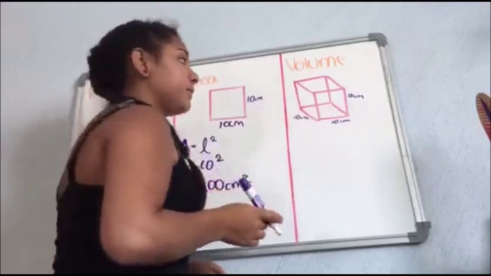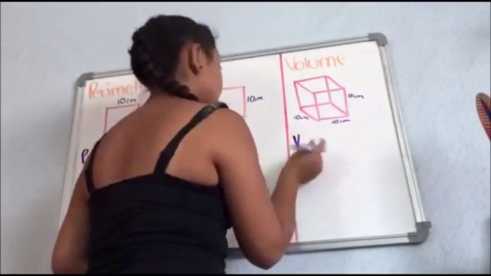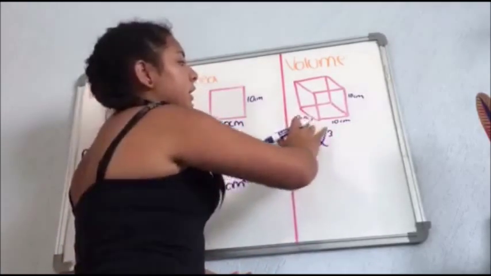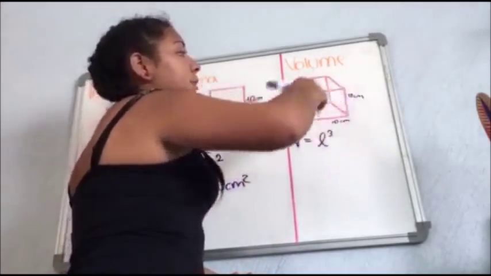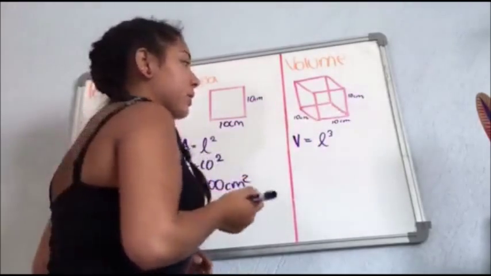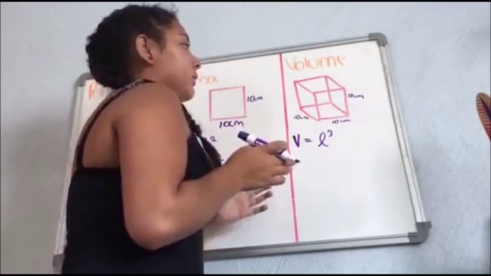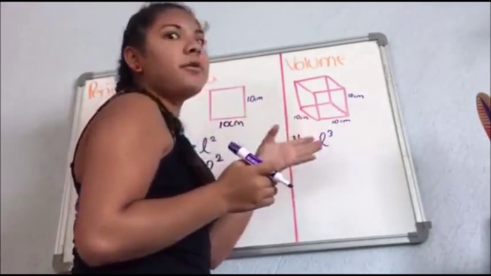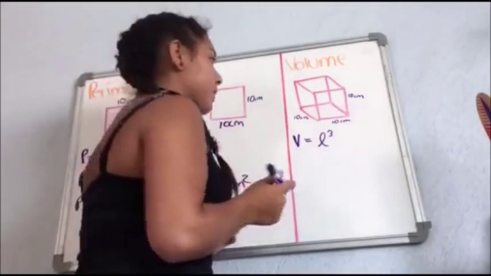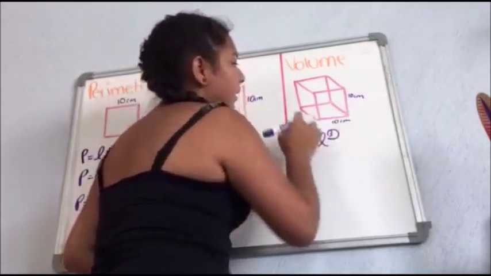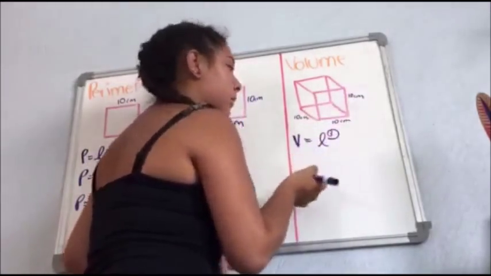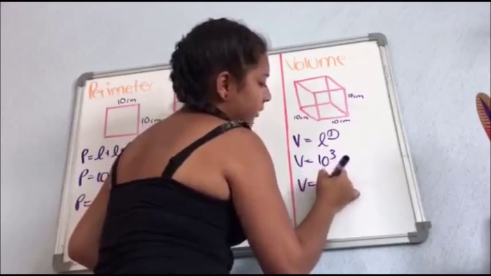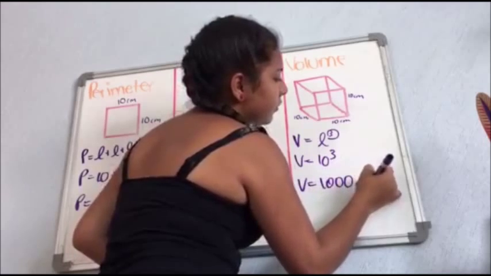We need the cube, and the formula for volume is V equals L cubed. Why? Because we need to take the area of the base and multiply it by the height of the cube. As we have said, all the measures of the cube and the square are the same, so it's cubed, because we're multiplying 3 times 10. So we substitute, and then we got 1000 centimeters cubed.